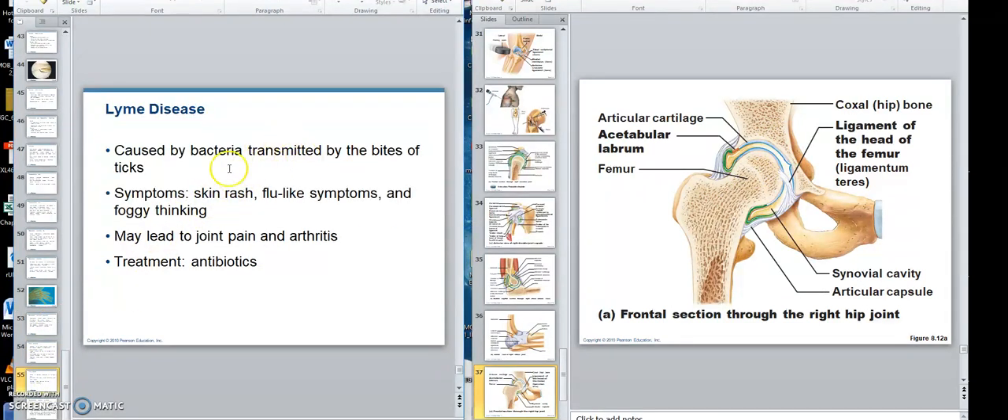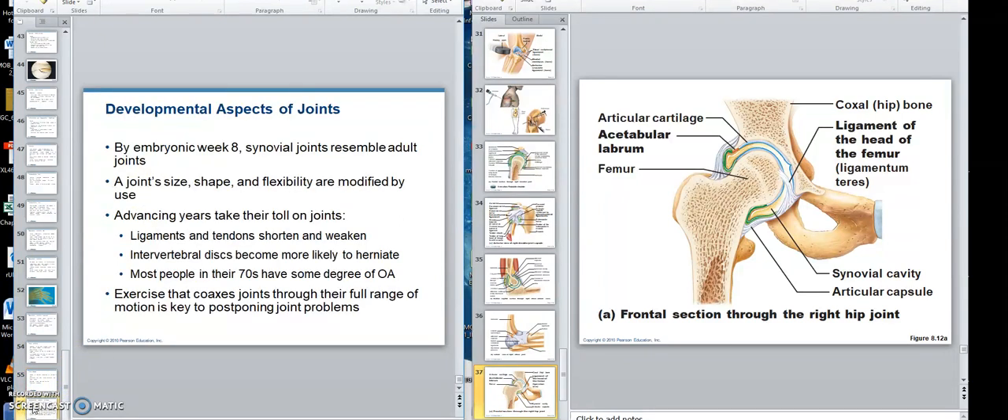Lyme disease, transmitted by ticks, may lead to joint pain and arthritis. Antibiotics. Okay, we won't get into that. All right, so we'll close here. And this is kind of your little brief discussion of joints, articulations.